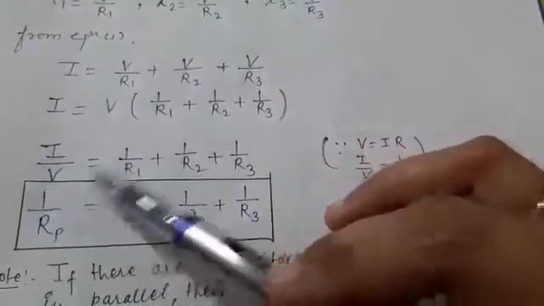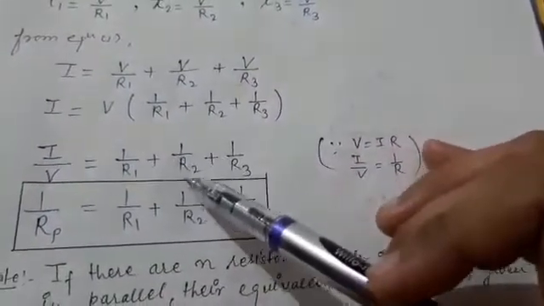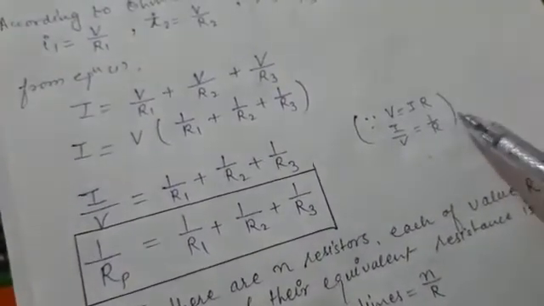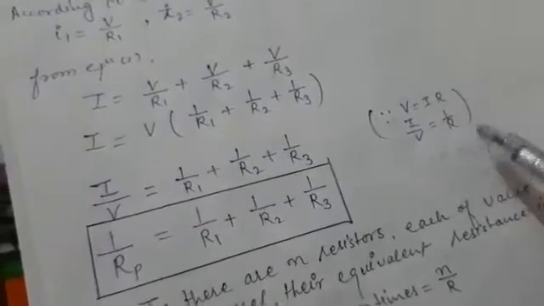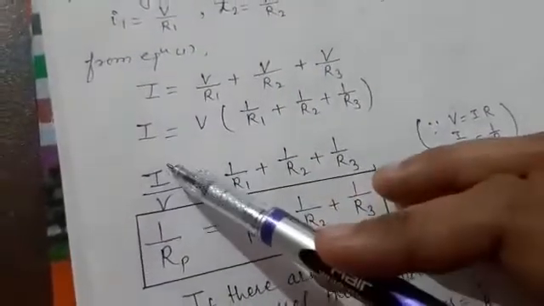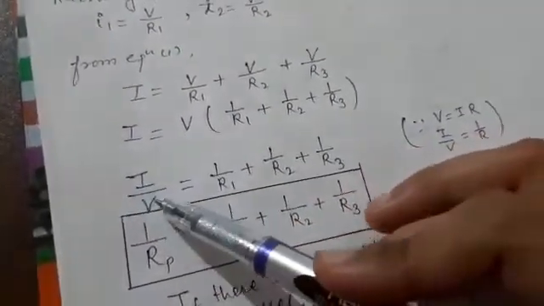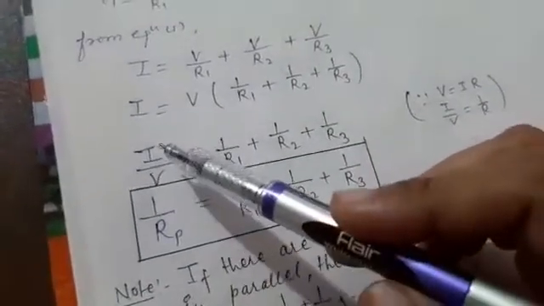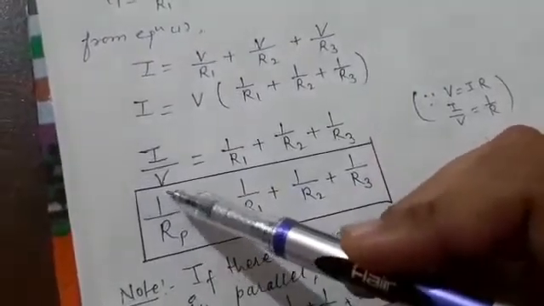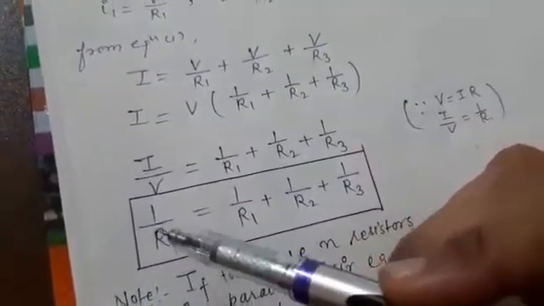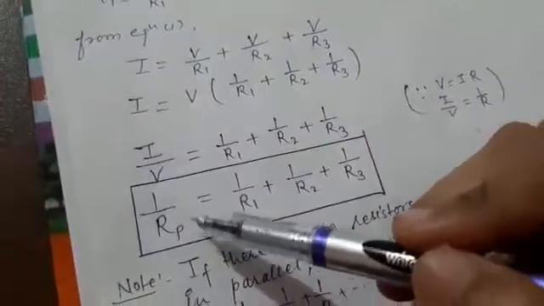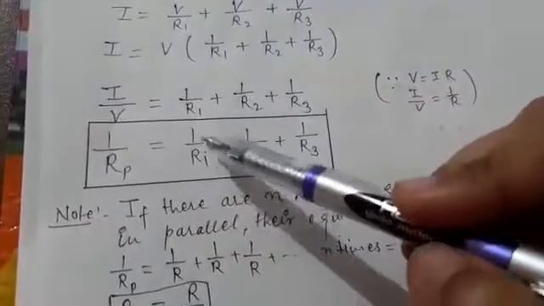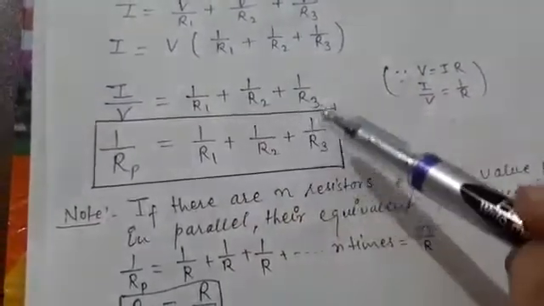Here I by V equals to 1 by R1 plus 1 by R2 plus 1 by R3. And according to Ohm's law, V equals to IR. So I by V equals to 1 upon R. Here, this is the total current flowing through the circuit, and this is the total potential drop between the 2 points of the circuit. So the ratio of I by V equals to 1 upon Rp. Rp is the total effective resistance of parallel combination.